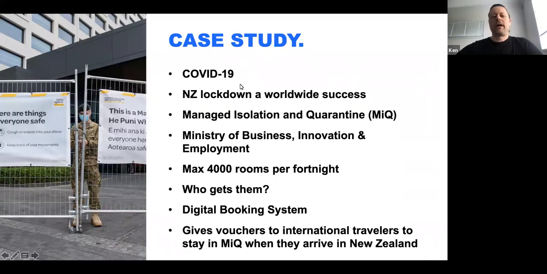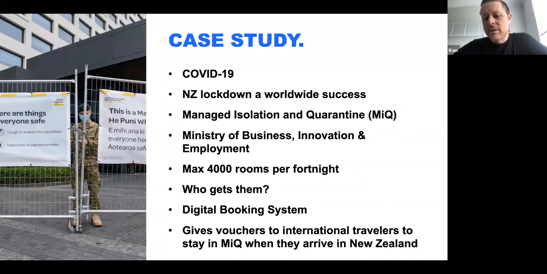So, of course, everyone knows about the pandemic, and it seems to continue on. And one of the success stories that arose out of the pandemic was the New Zealand lockdown, and in particular, the borders that locked down around New Zealand. So that means that international travel was essentially not allowed.